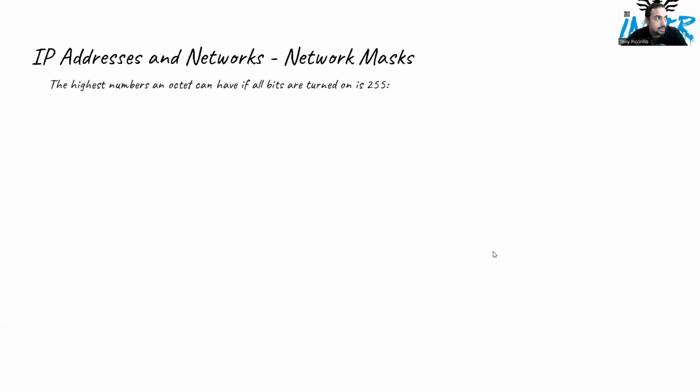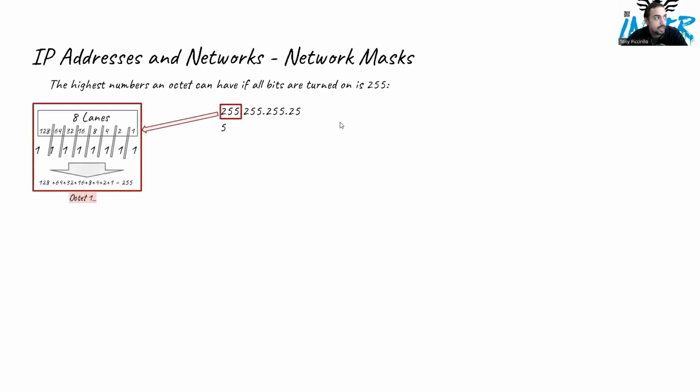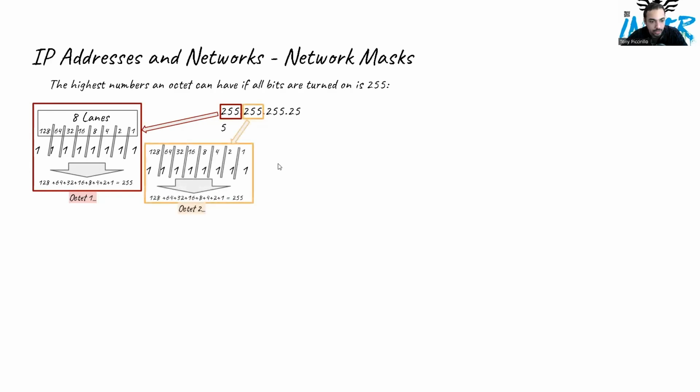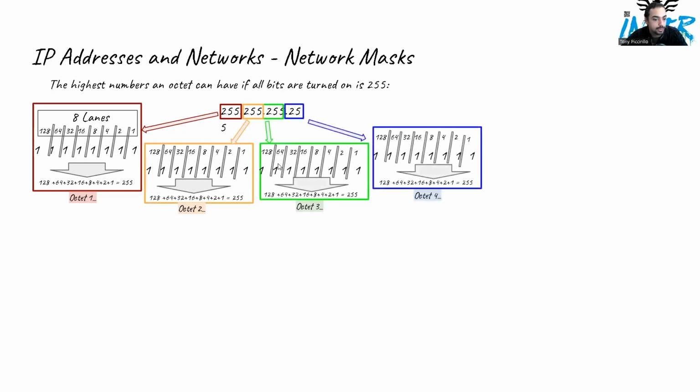If all the bits of an octet are turned on, the highest number you can get is 255. So the last IP you could ever have in IP version 4, which is the one we're talking about right now, is 255.255.255.255. Here we can see how the 255 is made up of all ones or turned on bits, right? So 1 plus 2 plus 4 all the way, you get 255. Same goes for octet 2, 3, and 4.